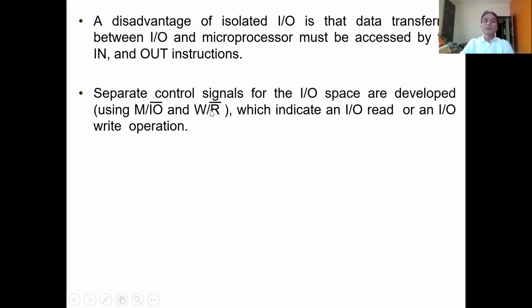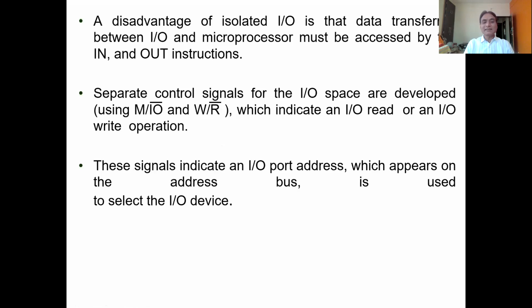This will help you to understand how an IO write or read operation can be performed. For IO read, this should be logic 0, and for IO write, this should be logic 1, because 1 means W and 0 means R bar. These signals indicate an IO port address which appears on the address bus and which is used to select the IO device.